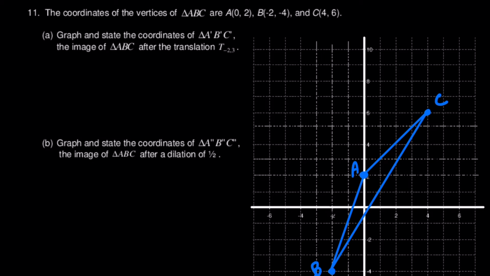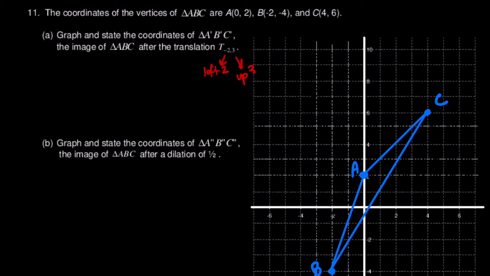Okay, now it says graph and state the coordinates of A prime, B prime, C prime, the image of triangle ABC after the translation T(-2, 3). So there's a couple ways you can apply this. Remember, the first number is right or left. If it's negative, that means left. The second number is up or down. If it's positive, that means up.